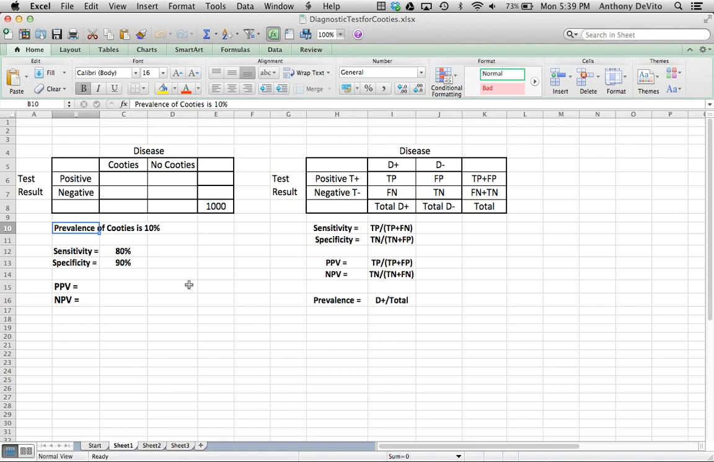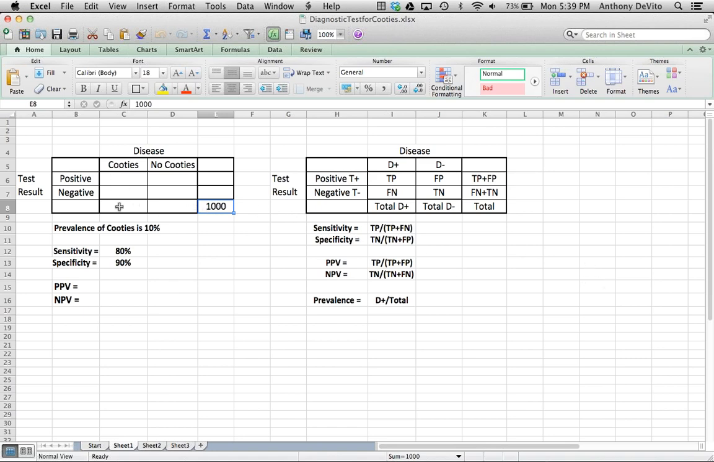I'm going to work with a population that, say, I'm assuming has a prevalence of 10%. And I'm going to say that this is how good we think this test is. So I'm going to use this information, and starting with 1,000 people, I'm going to fill in everything else that's in this box. I have all the information I need for it right here.